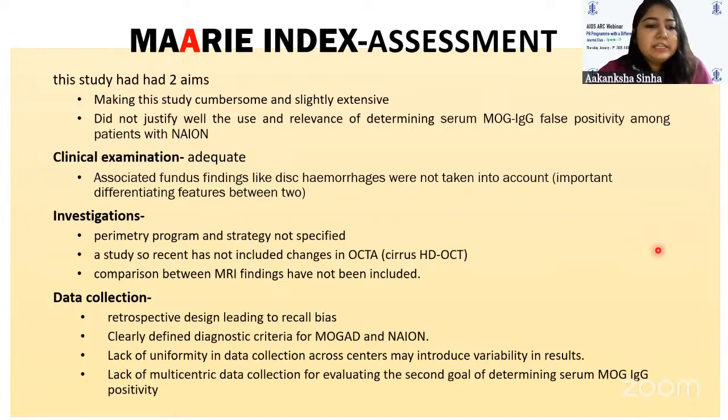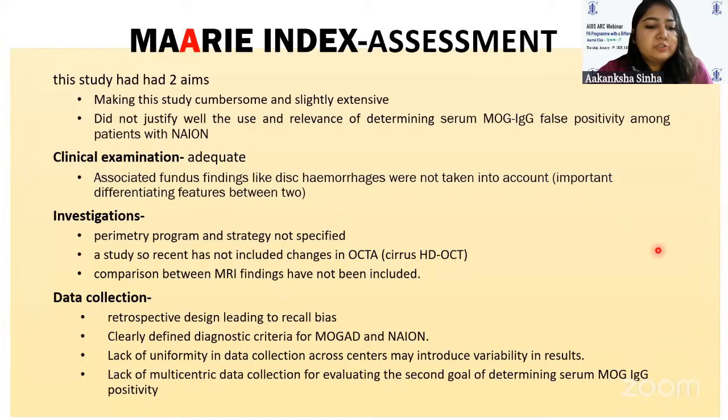Clinical examination was adequate and standardized, but associated fundus findings like disc hemorrhages could have been taken into account because they provide important differentiation between both of them. Similarly, in investigations, the latest technology, that is OCTA, has not been taken into account. It would have been great if we had been able to compare these both. MRI findings were also not included in this study, which could have been a differentiating factor. Perimetry program and strategy were also not specified.